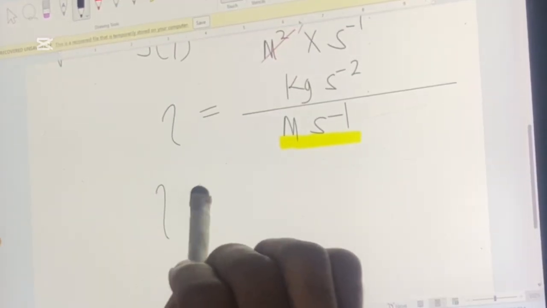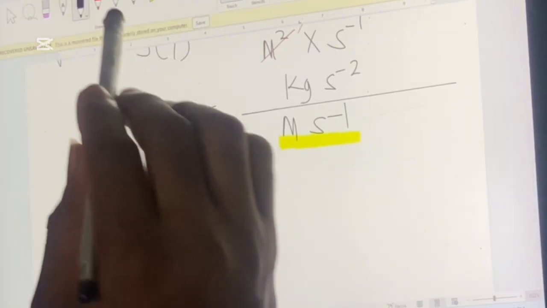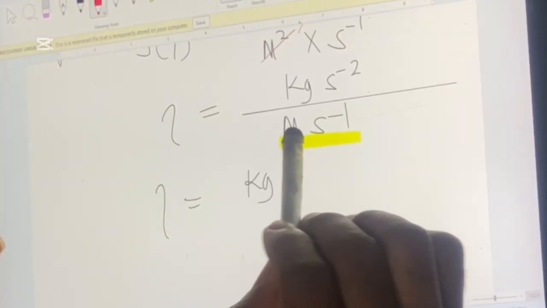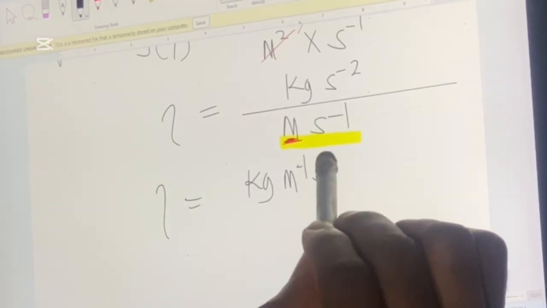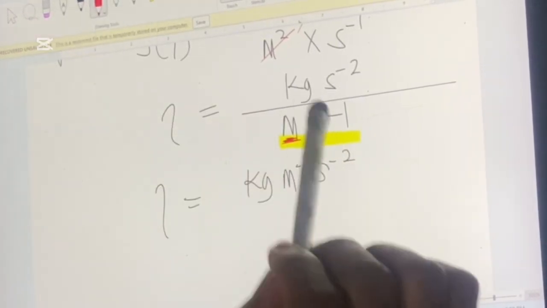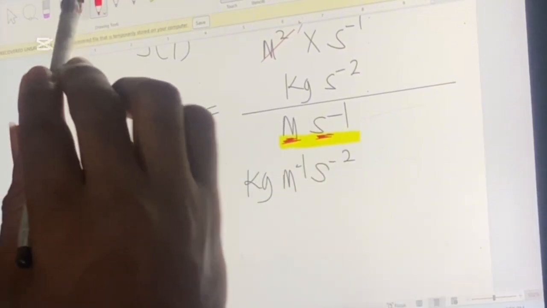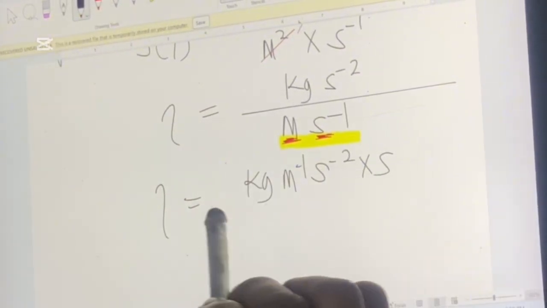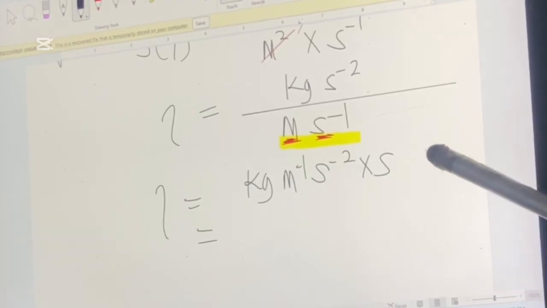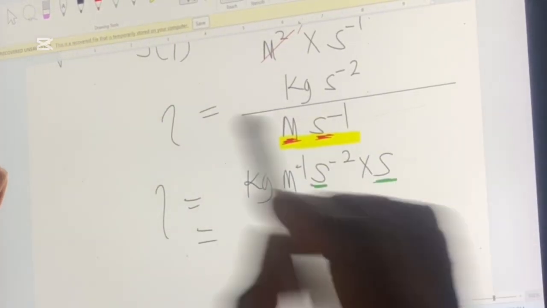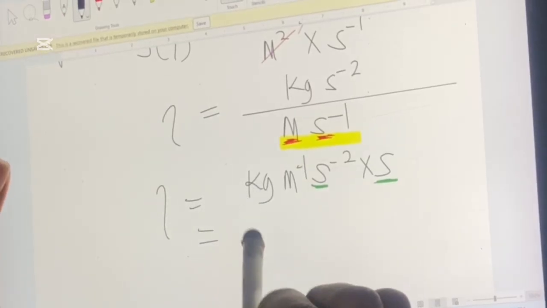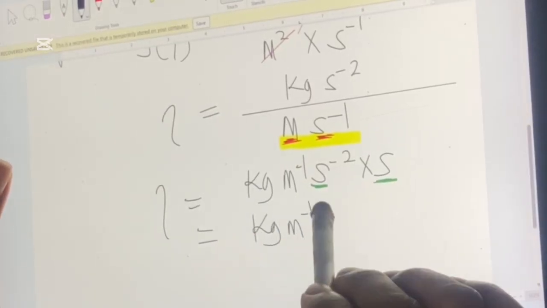Eta is equal to kg. Taking this guy here, meter, from denominator to numerator is going to be per meter. Now we already have per second squared. Now taking this one here from denominator to numerator is going to be times seconds. Of course, there's a law that whenever we have two bases, we take only one and add up their powers. These guys here are repeated, so we have to take only one and add up their powers. So this is going to be kg per meter.